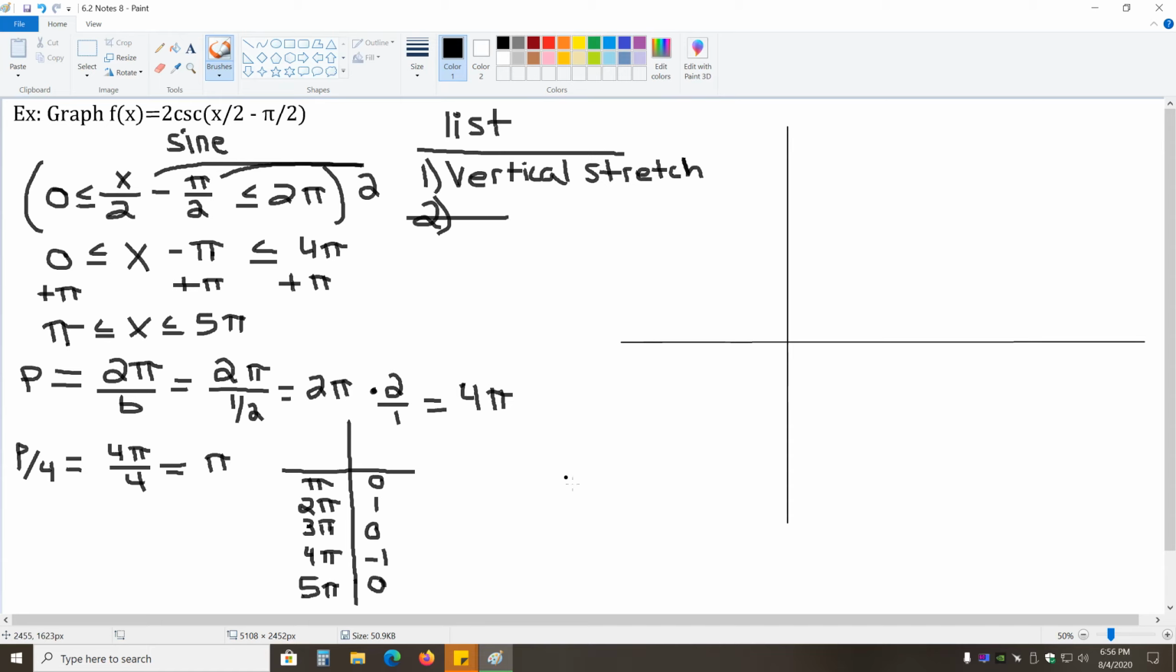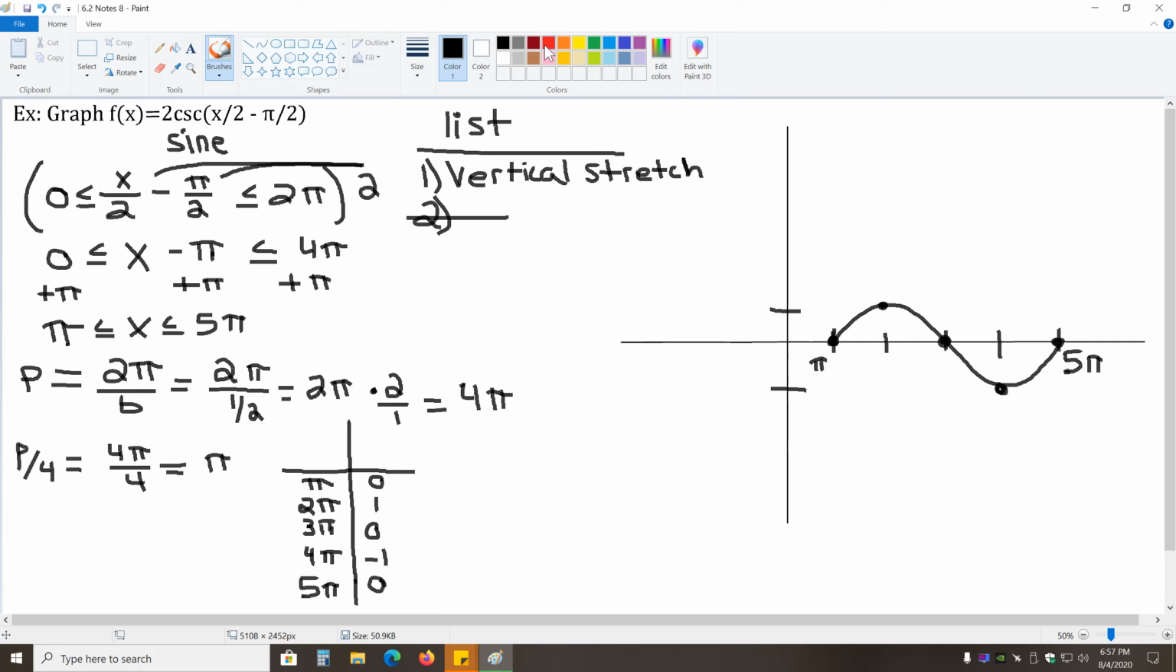So we have the point pi comma 0. We'll start with pi and then go up to 5 pi. So we have pi, 2 pi, 3 pi, 4 pi, 5 pi. We have the points pi comma 0, 2 pi comma 1, 3 pi comma 0, 4 pi comma negative 1, and 5 pi comma 0. We connect these dots. That gives us our initial graph.